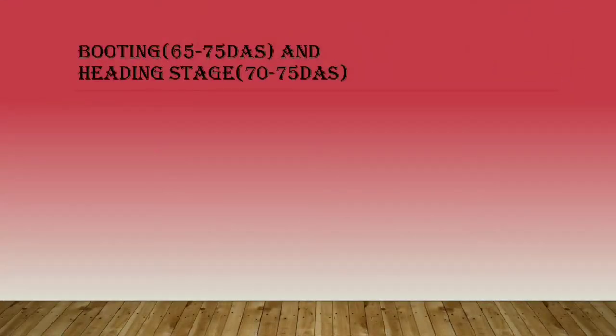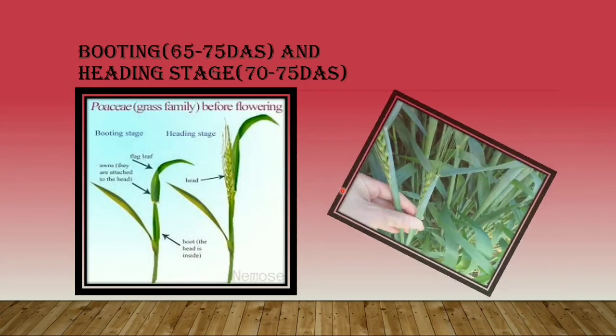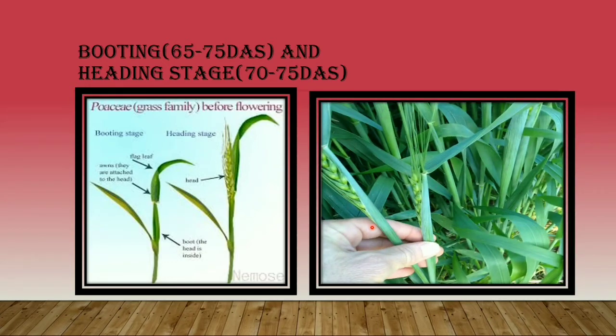here you can observe the booting stage at 60 to 75 days after sowing and heading stage at 70 to 75 days after sowing. Here the boot stage is clearly observed. Below the flag leaf we have the sheath, which is somewhat bulged, and the head is inside the sheath, and you can observe here the heading stage where the head arises in the wheat, and you can clearly observe the pictures for the booting and heading stages of the wheat.